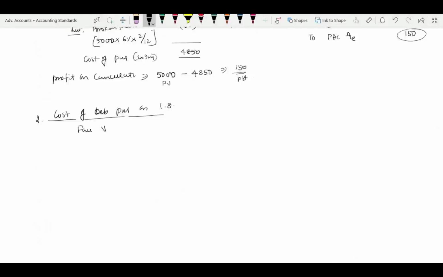So now what is the cum interest price? First, face value is 10,000. So cum interest price is equal to 10,000 into 100.25%, which amounts to 10,025.